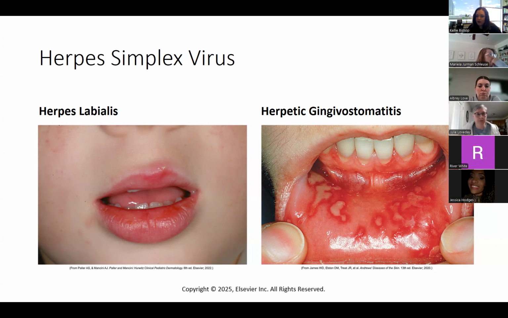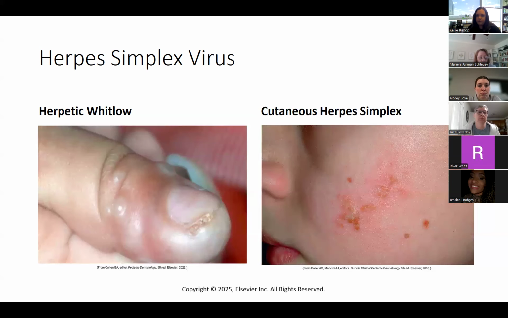But inside the mouth, this is what it looks like. And this is one, remember, that stays dormant. So it stays dormant in the body, and then when the body's under stress, for whatever reason, they're sick or life happens, that's usually when this flares up. That's a herpetic whitlow. And then on the right is cutaneous herpes.